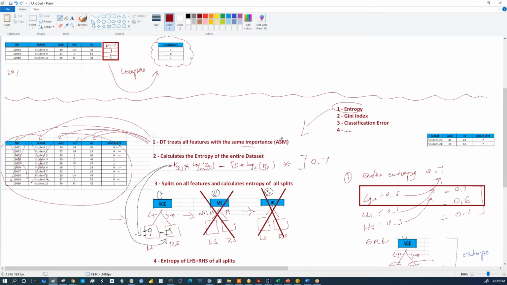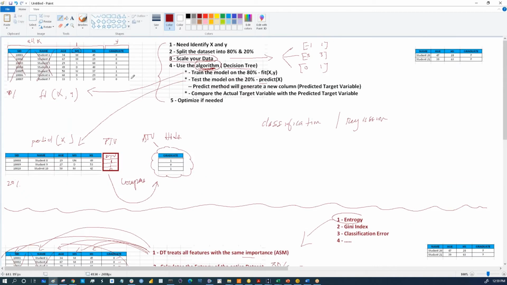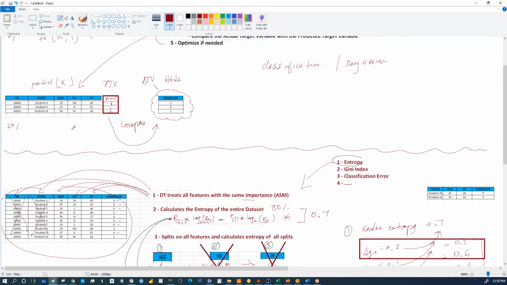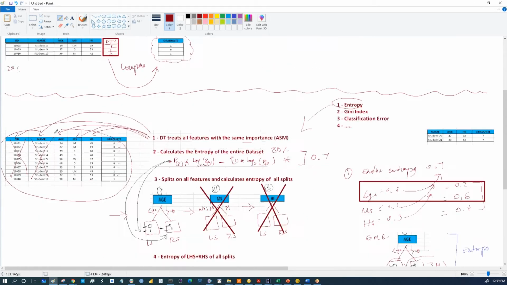Just to clarify, when you said in the first step to calculate the entropy of the entire data set, you meant the 80% of the data set, not the 100%, correct? Yes, I'm talking about 80%. Thank you for bringing that up. The entire 80% is, in our case, the entire data set, not everything. When we split, we lose almost 20%, so we are going to calculate the entropy of the 80%.